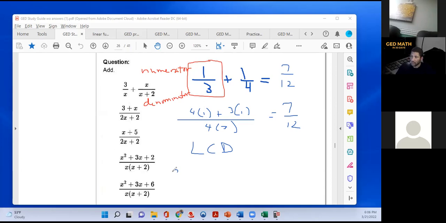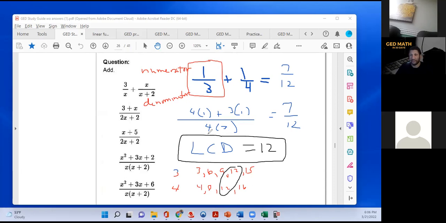So if we look at 3, we find the multiples of 3: 3, 6, 9, 12, 15. We look at the multiples of 4: 4, 8, 12, 16. So find the lowest one that's in both of them. The lowest one in both of them is 12. So your lowest common denominator would be 12.